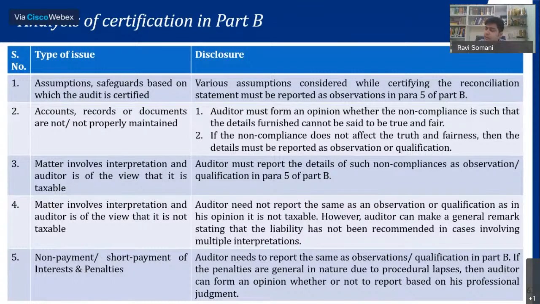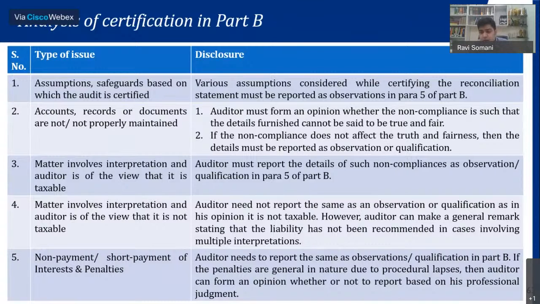And then let's say there is an interpretation. Let us say, for example, ocean freight. Wherever there is an interpretation involved, where as per you it is taxable, if as per you as an individual auditor, as per your professional judgment, it is taxable, then if the assessee is not paying the taxes, you need to record it in the part B, because as per your professional opinion, it is taxable. Or let's say as per the professional opinion of the assessee, it is not taxable.